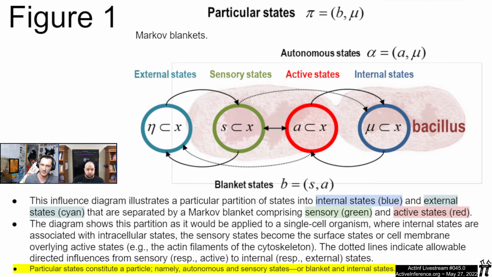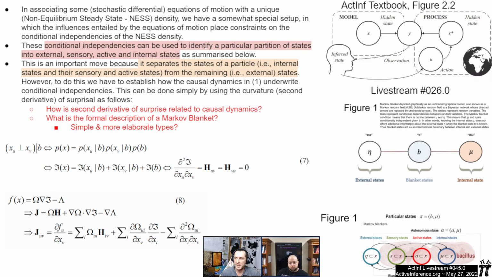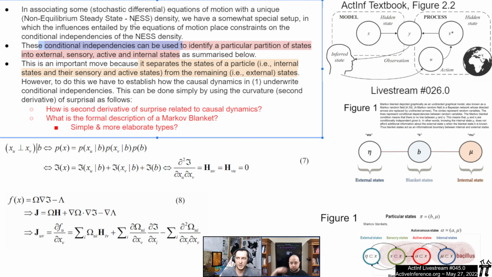Let's continue to talk about some of the formalism, the conditional independencies. In associating some of these equations of motion with a unique non-equilibrium steady state, or NESS density, we have a somewhat special setup in which the influences entailed by the equations of motion place constraints on the conditional independencies of the NESS density. These conditional independencies can be used to identify a particular partition of states into external, sensory, active, and internal states as shown in the figure.